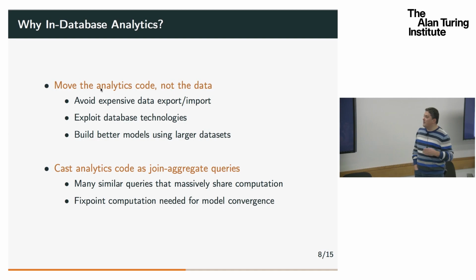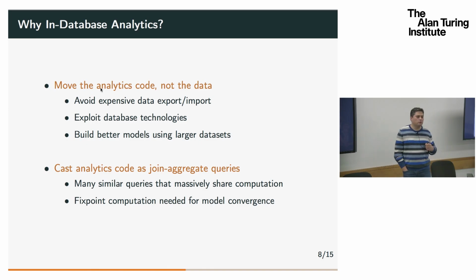Then we like to exploit database technologies. They do have effective technology on joins, indices, and all this stuff, right? So we should exploit that. And then we can build better models using larger data sets, because by using factorization, we can fit more data, for instance, in memory, or we can process in one go more data than we could with the highly redundant data set.